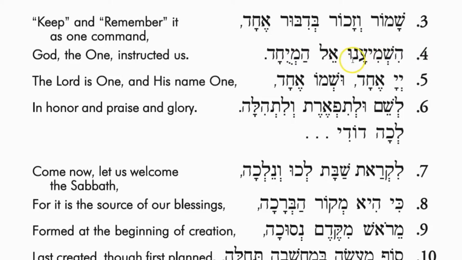Hishmianu, who made us hear concerning the Sabbath? El hamyukad, the special God, the one God, the singular God. Hamyukad means special, the one that is special to the Jewish people. Of course, there's no other God, but there are different claims to God, and the Jewish claim to God is definitely ancient and rooted in the Torah. Adonai echad, God is one, ushmo echad, and His name is one.